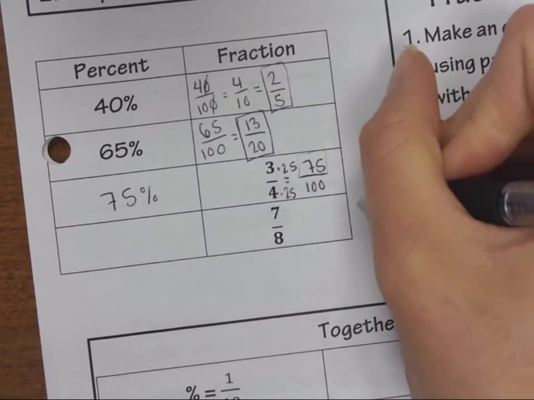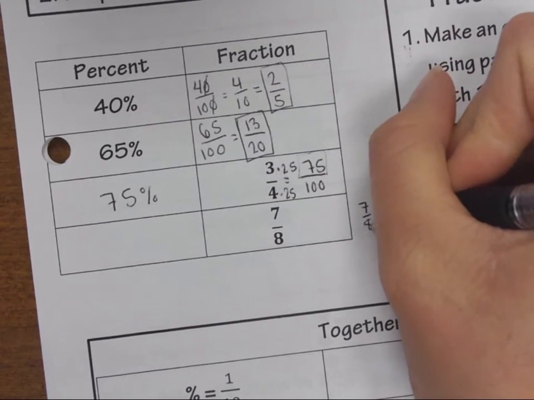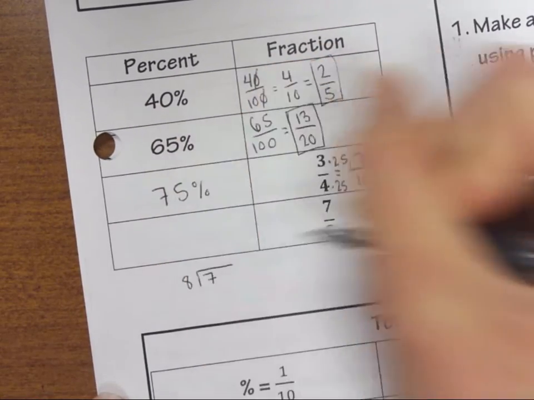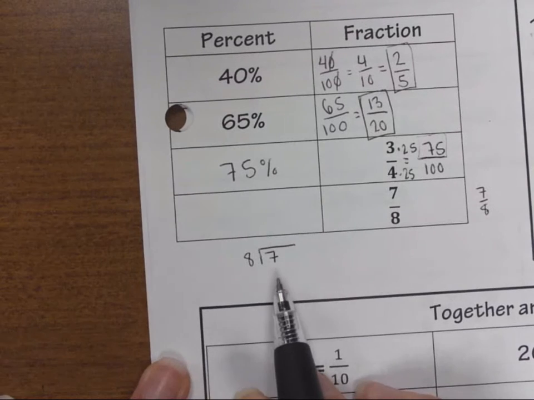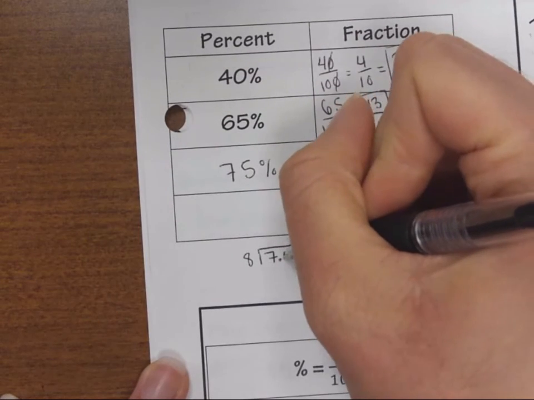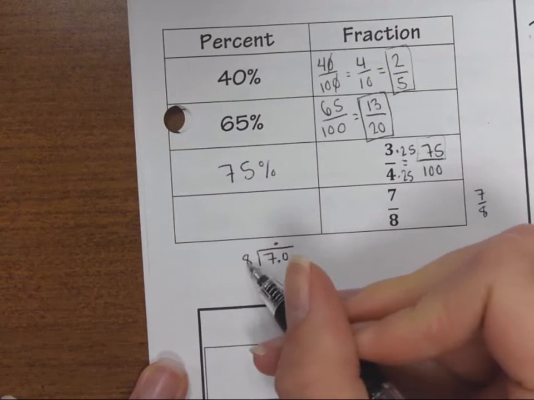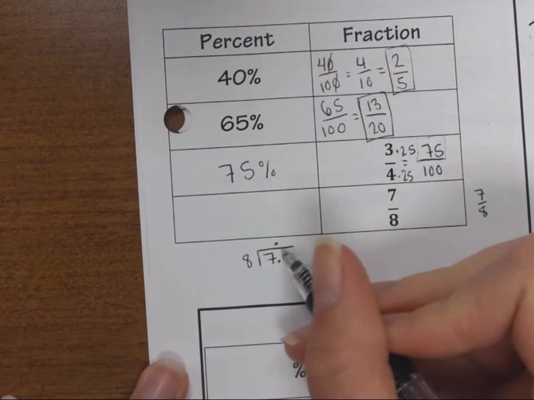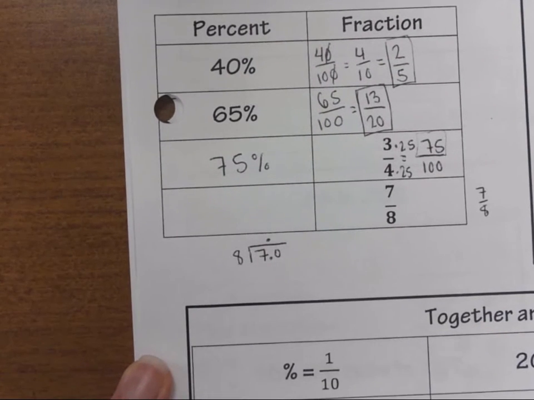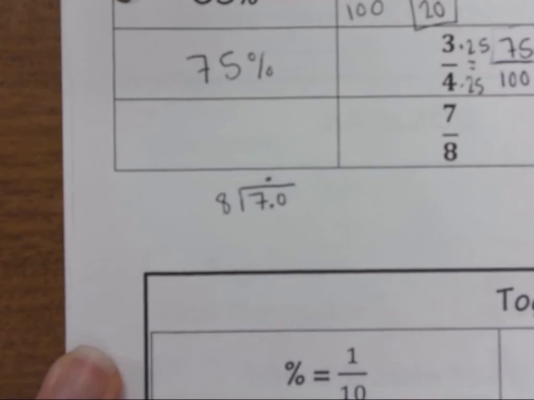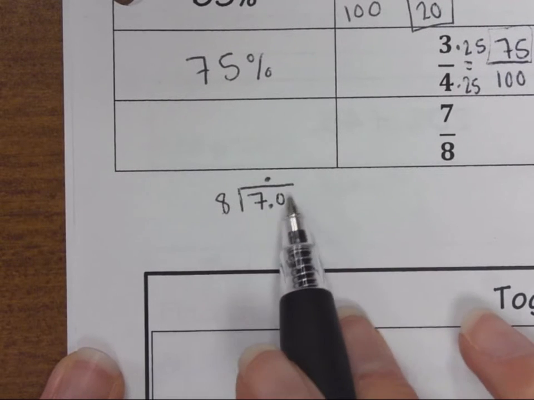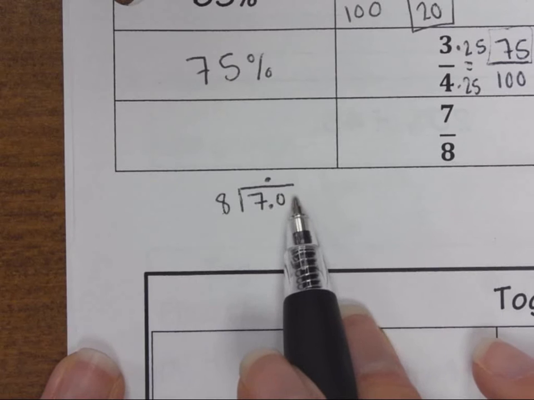So if I look at this, 7 over 8 is 7 divided by 8. So that means 8's going to go out in front, and I'm going to have 7 underneath. And you're looking at that and saying, but 8 can't go into 7, it's bigger. So to fix that, what I do is I add a decimal and a 0. So now it's like 8 is going into 70. I'm going to zoom in a little bit so you can see this a little better. I want to see how many times does 8 go into 70 or something close to it.